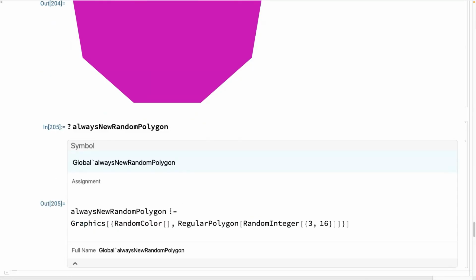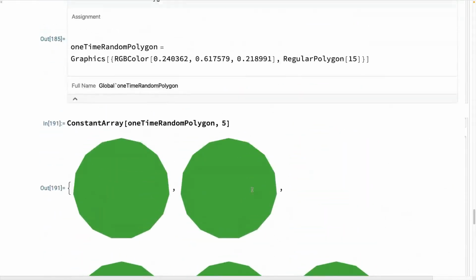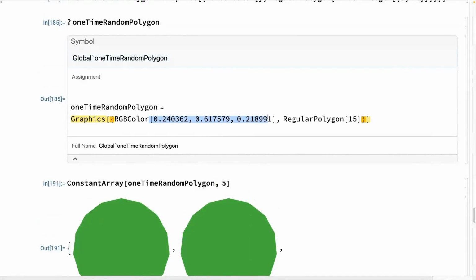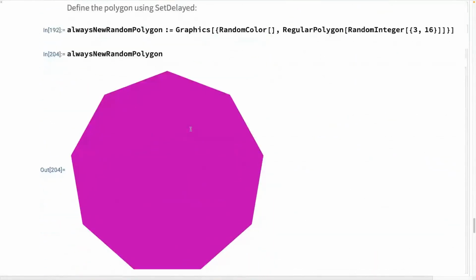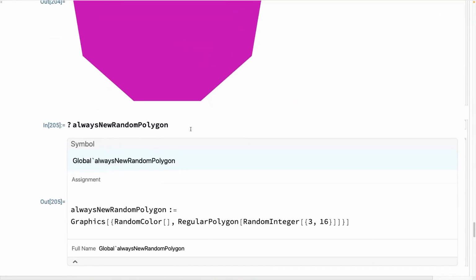Indeed, if I look here at always new random polygon, we can see that the random color is just set to be random color. We haven't evaluated it. And the random number of sides is just a random integer between 3 and 16 inclusive, versus up here where those things were decided because we didn't delay it. We evaluated the right-hand side immediately. So that's the difference there.